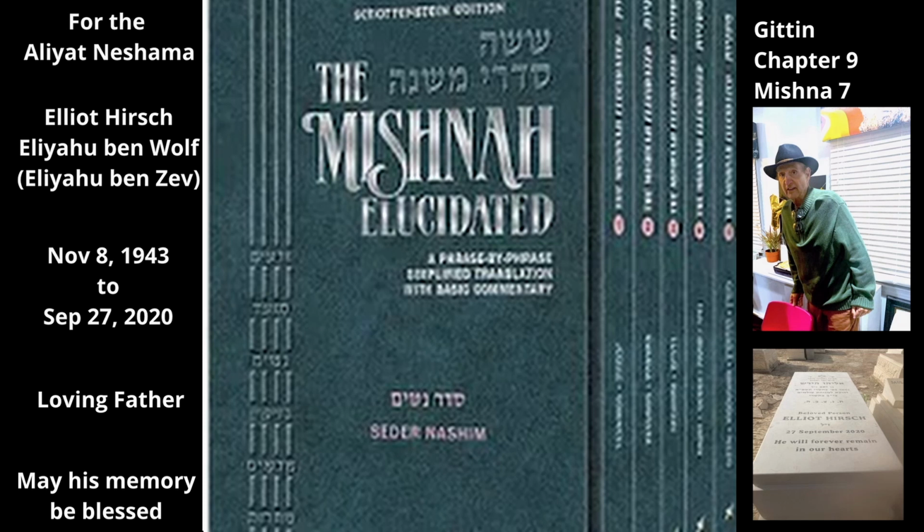Since the witnesses are signed at the end of the get, it does not matter what is written in two columns. The Mishnah now discusses a get that was written in only one column, but was signed somewhere other than the bottom of the page.